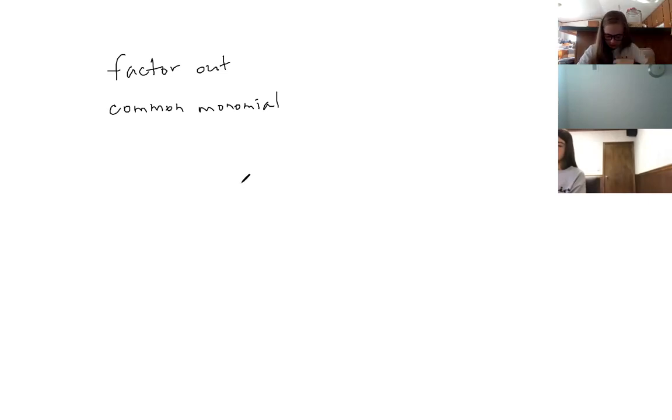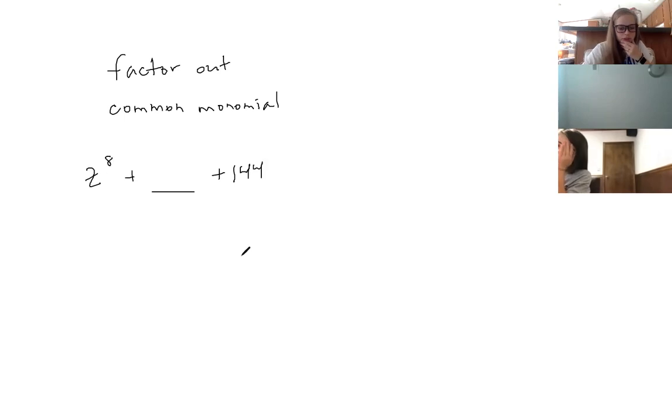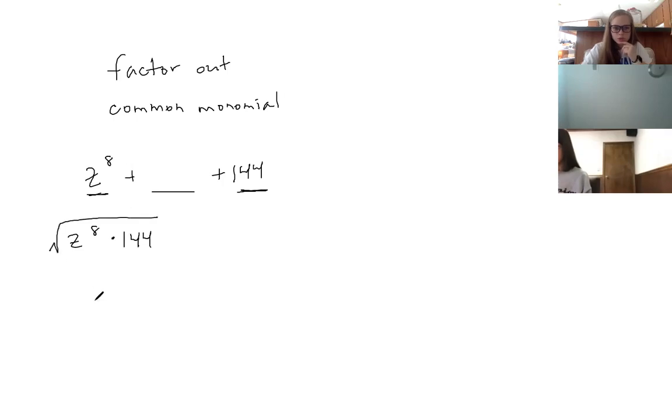And then number 6, fill in the blank to make z to the 8th plus something plus 144. Now we have to make that a perfect square trinomial. Well, first thing is take that first term and the last term. So I've got z to the 8th and multiply it times the last term. Take the square root of that.